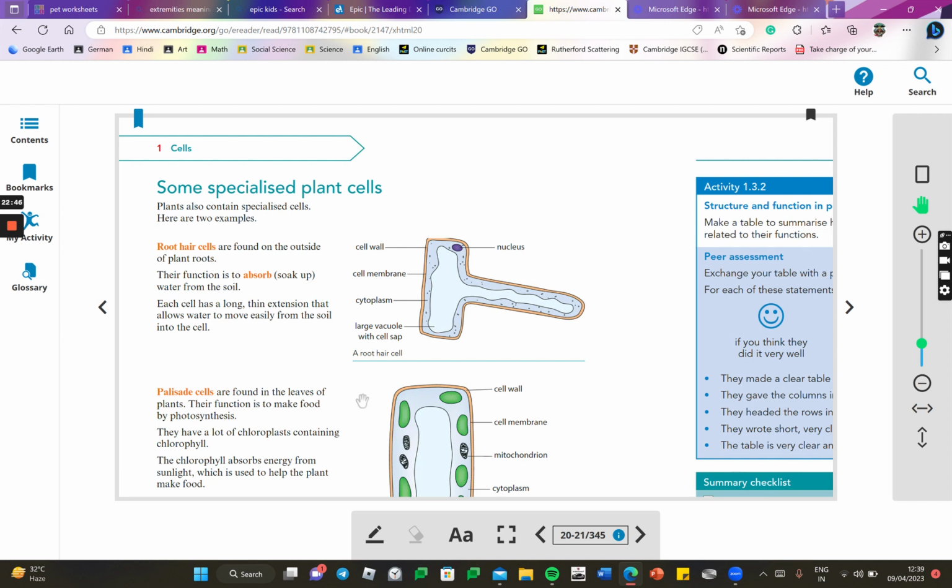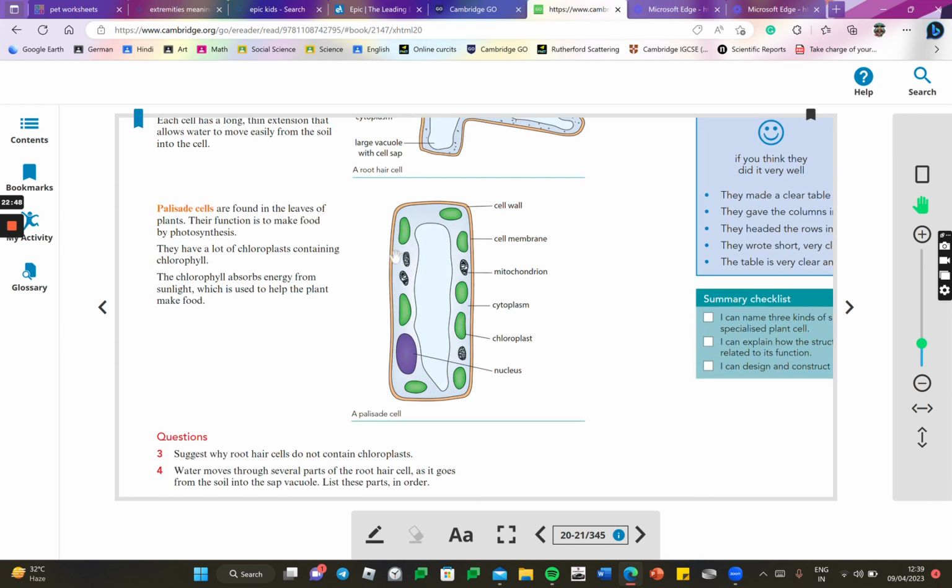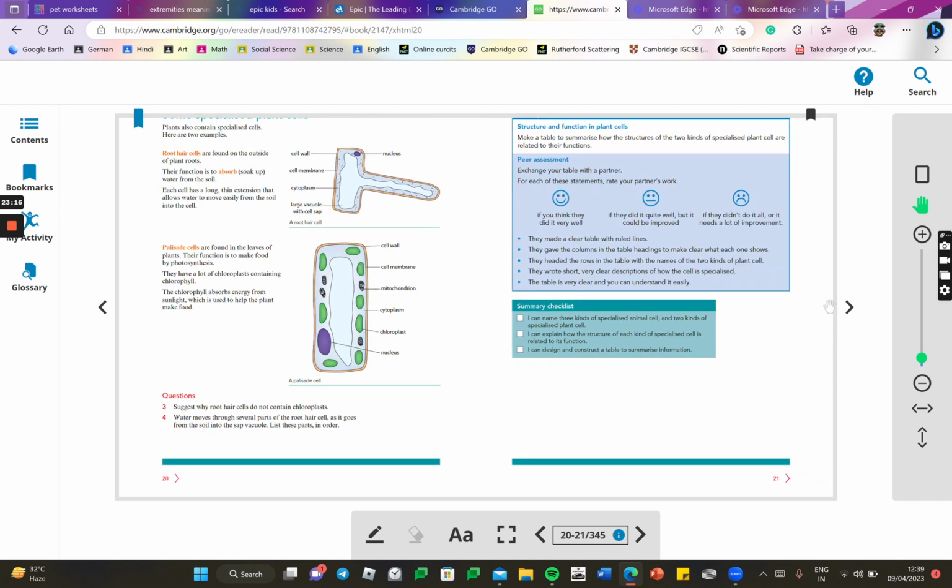Then this is a palisade cell, found in the leaves of plants. The function is to make food by photosynthesis. Here, chloroplast is very important, and since we are talking about making food, mitochondria is equally important. The chlorophyll absorbs energy from the sunlight, which is used to help the plant make the food. Okay, now let's move forward.